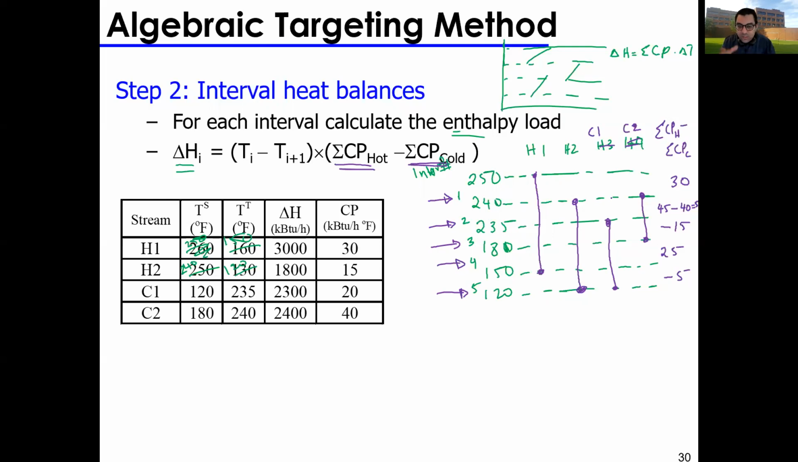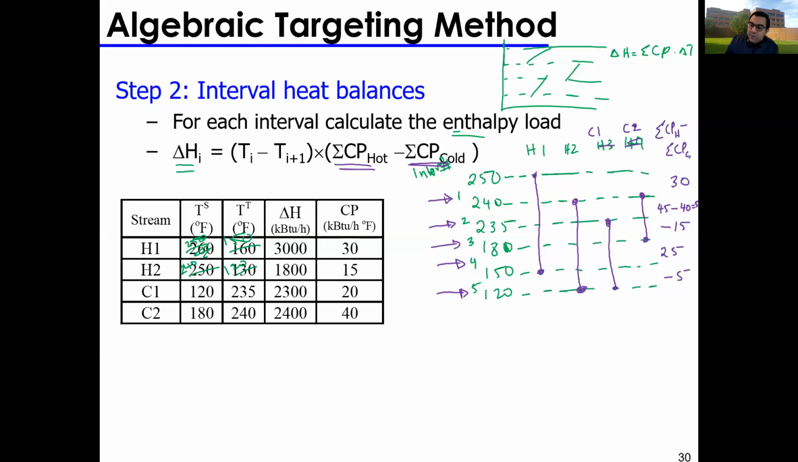This is the easiest method to visualize, at least for me, and I think it's the easier way to do it. So you just draw your starting point, your end point, and then in each interval, I'm going to calculate the summation of Cp hot minus Cp cold by looking at which streams are available in this interval. In this interval, I only have H1, look at Cp hot stream, so 30. In this interval, I have 2 hot streams, Cp of 30, Cp 15, and 1 cold stream, Cp 20. I do my math, calculate the summation of Cp hot minus the summation of Cp cold.